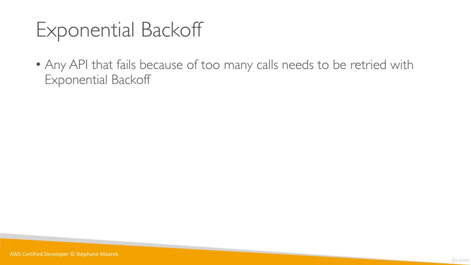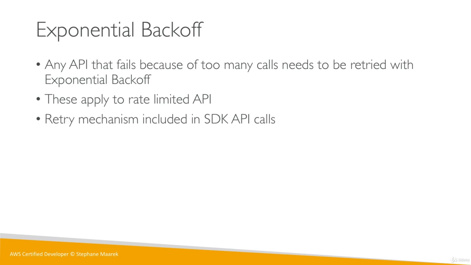Finally, when you use the SDK, there is something called exponential backoff. When you use an API call and it fails because it's been called too many times across too many applications of yours, you go into a strategy called exponential backoff, and that's only for rate limited APIs. The SDK usually implements a retry mechanism with exponential backoff, but I wanted to show you what it looks like so you're aware of it.